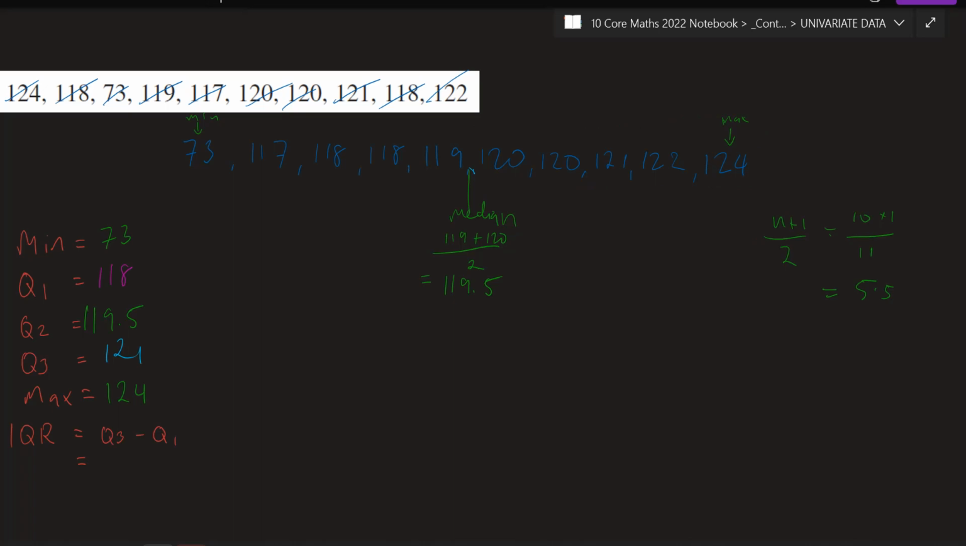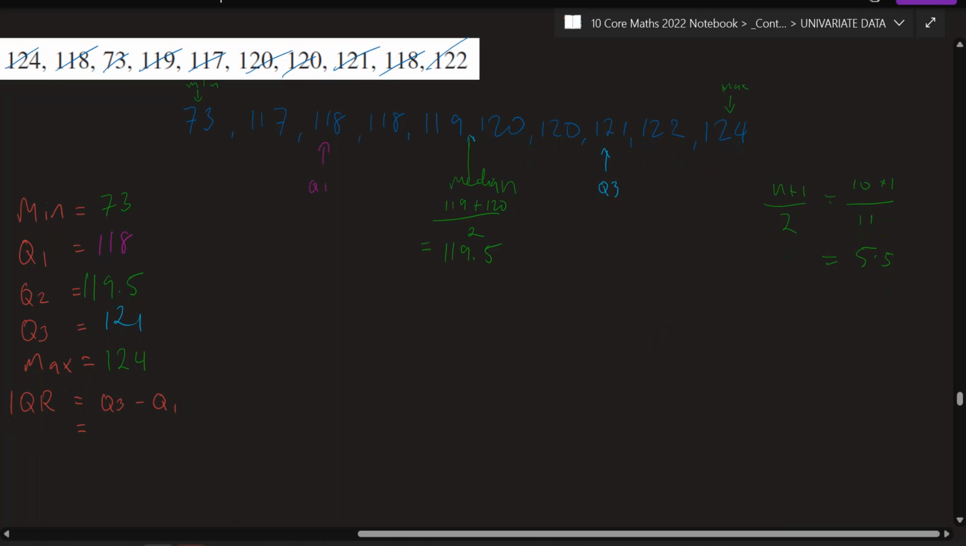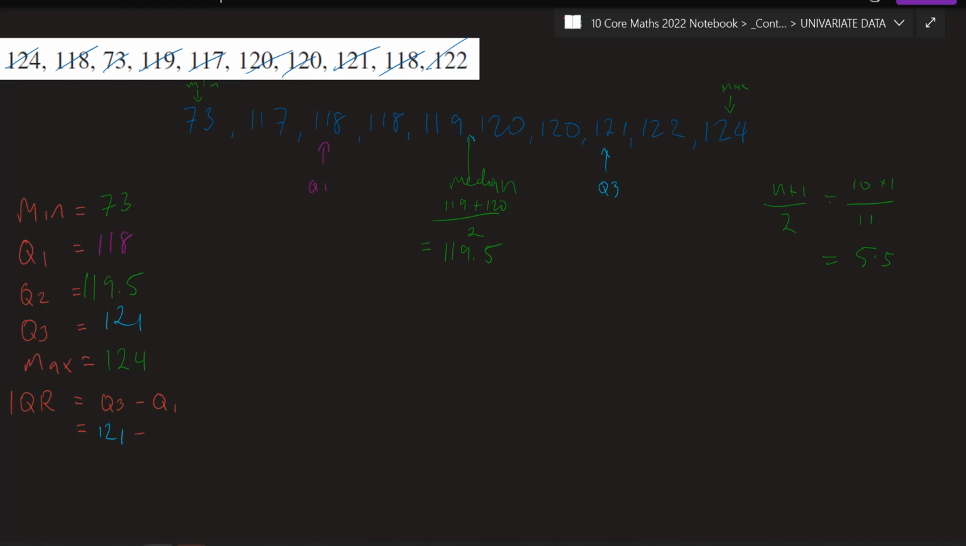Now, again, if you want to, you can list it in your Q1. That's my Q1, that's my Q3. You don't have to do this, it's not necessary. But look at the formula now for IQR. It's Q3 minus Q1. So you're literally just doing 121 take away 118, which Francis said was 3. Good. So the IQR here is 3. A lot of working out, but you do need to know how to do all of this.